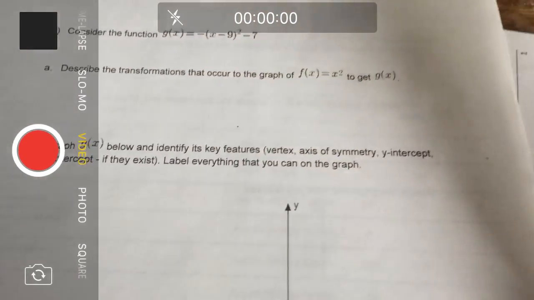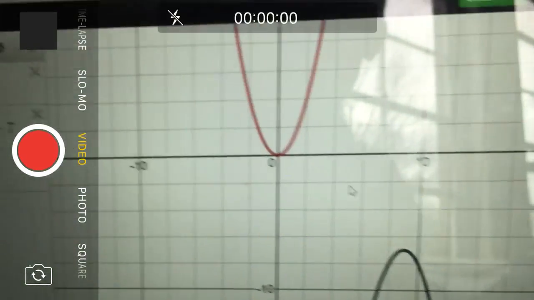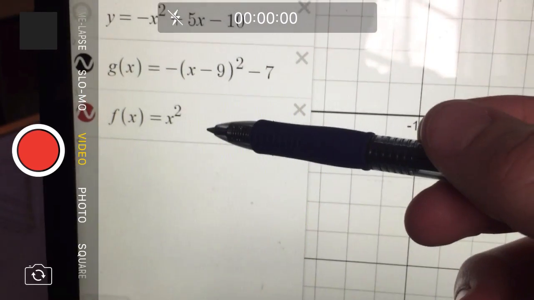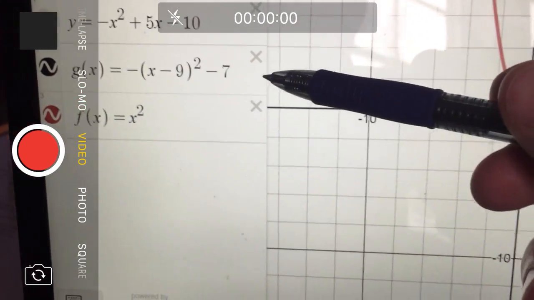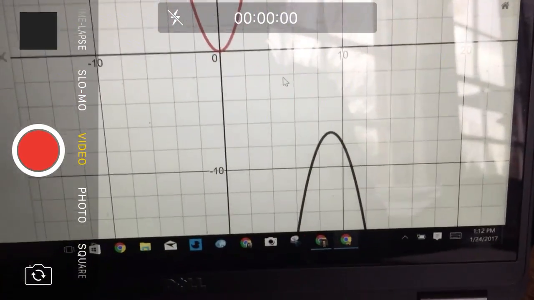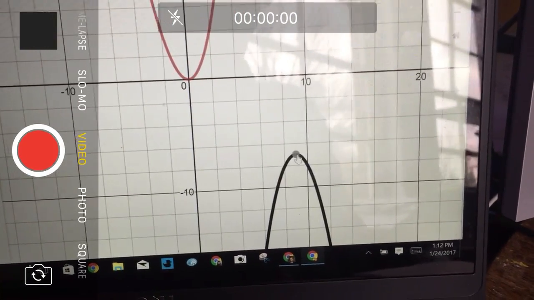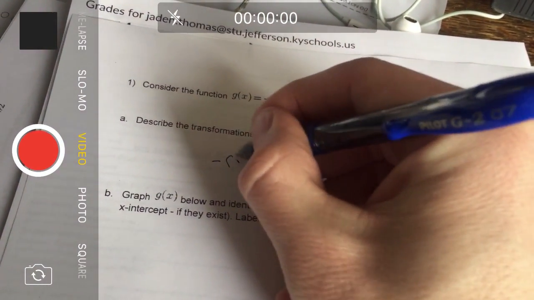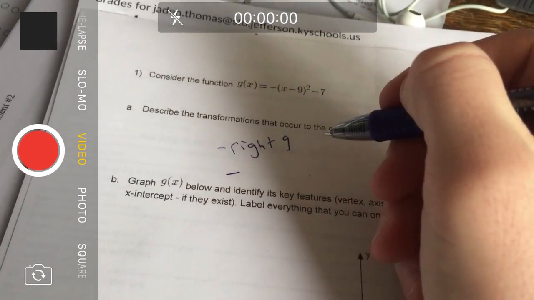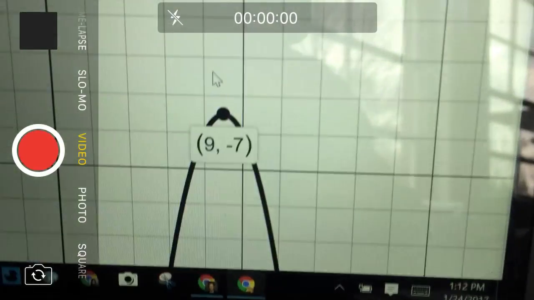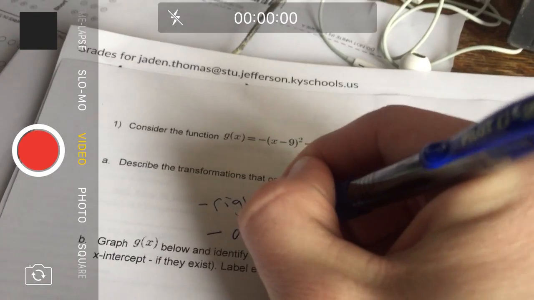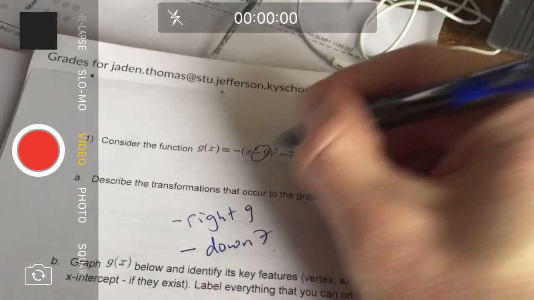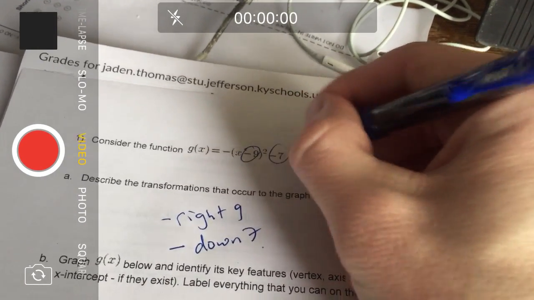Transformations from the parent graph x squared to get to g of x. So I've got both of them graphed here: the x squared parent graph, and then g of x. This new vertex is (9, -7), so it's gone right 9. My new vertex is -7, so it's gone down 7, and we can see those right here. That's right 9, and that's down 7.